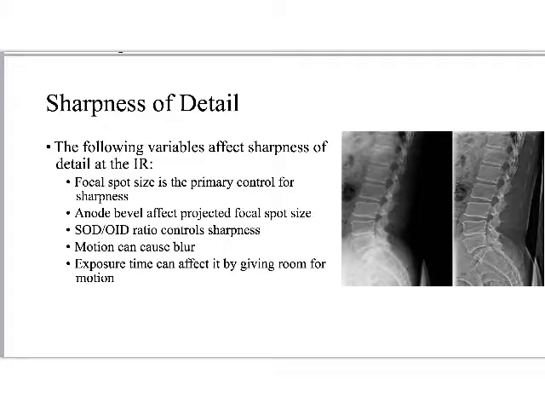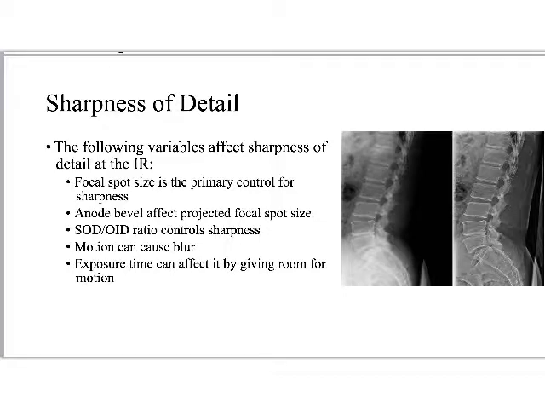Anode bevel can affect what we call the projected focal spot size or the effective focal spot size, right? So we sketched that out. We looked at that picture in the textbook where we looked at how we were basically doing a bank shot as a way to produce a smaller focal spot size. SOD over OID controls sharpness, so that is the way that we calculate sharpness.